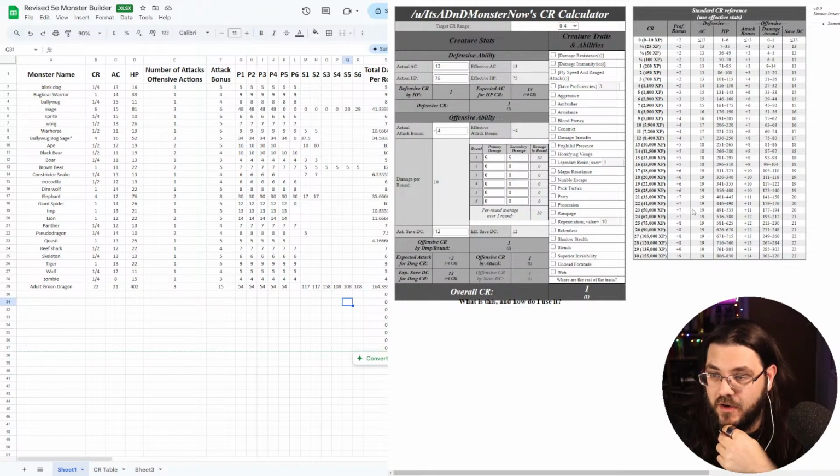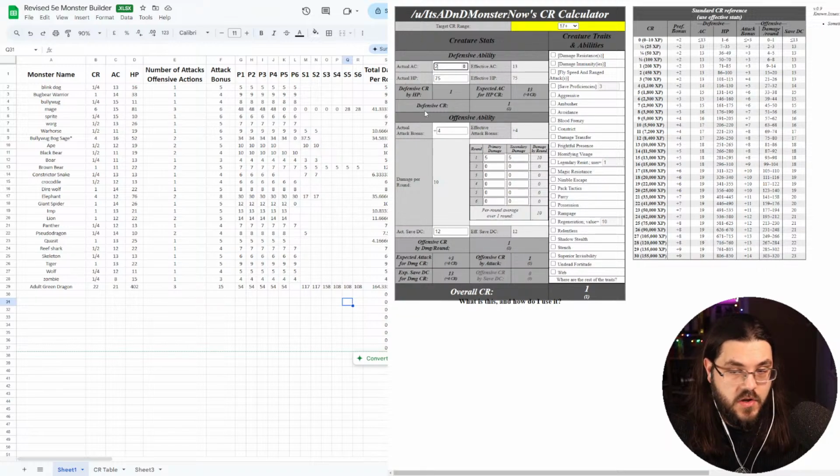In terms of its AC, is higher than it would be. Let's just do, let's make the adult dragon in the old one and see what the CR calculation comes out as, because that will give us a really good indication as to whether or not we're kind of hitting the mark with the old calculator.